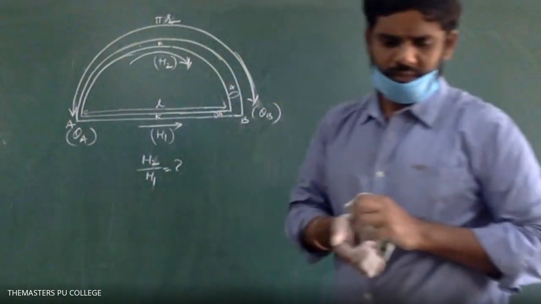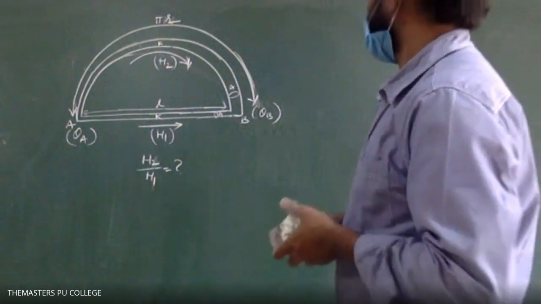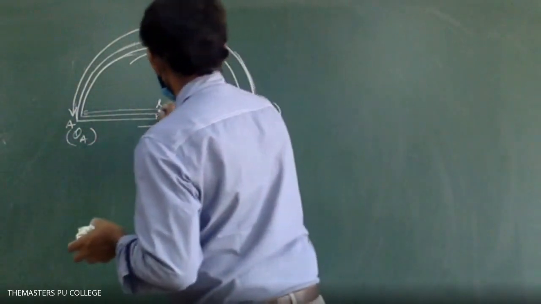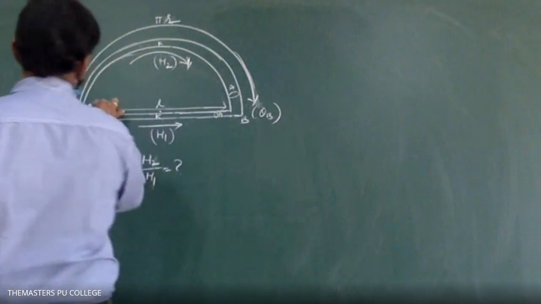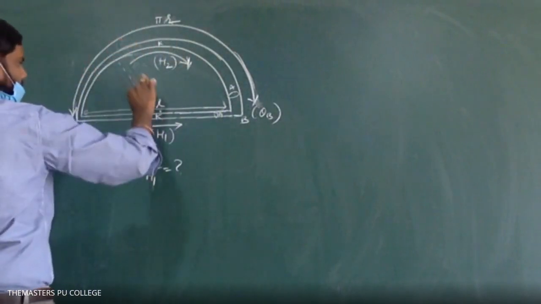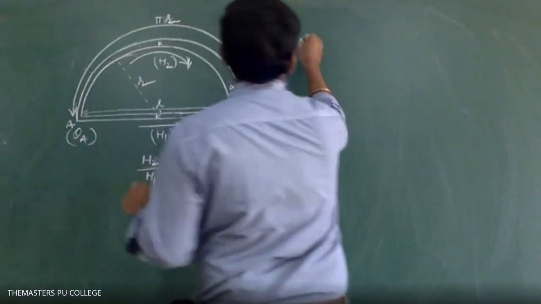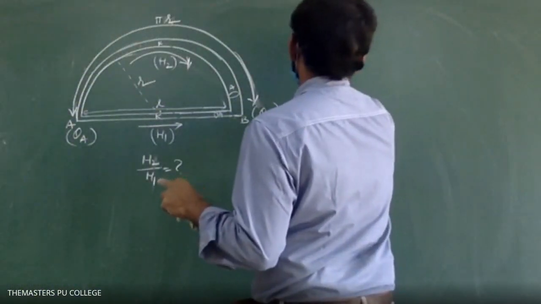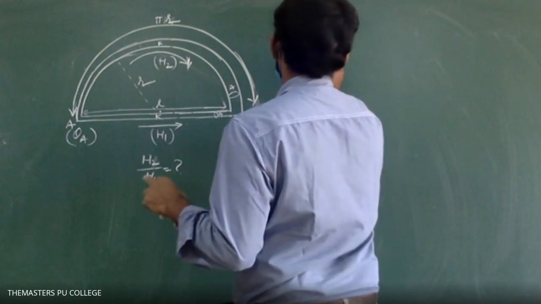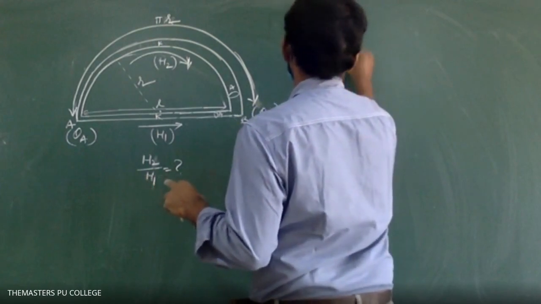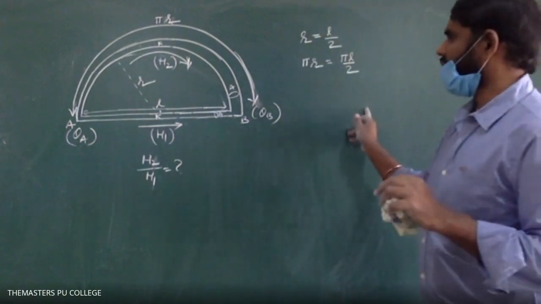Radius of the semicircular coil, we don't know that. L by 2, then this will be nothing but L by length. Here the semicircular one, this is nothing but R. So then R is equal to L divided by 2. That implies pi R is equal to pi L by 2. Got it? R is equal to L by 2.